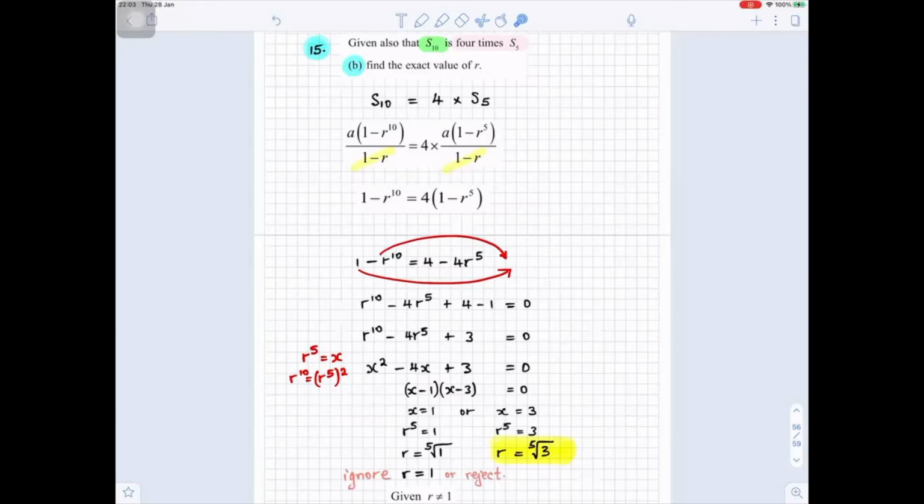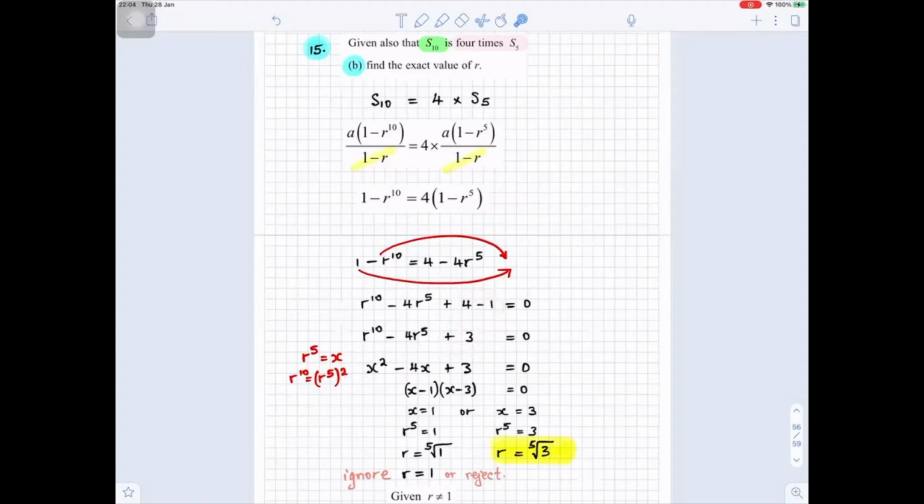Now we can remove the bracket. 4 times 1 is 4. 4 times minus R to the 5 is minus 4R to the 5. What we want to do is take everything to the right. Minus R to the 10 goes to the right, it becomes plus R to the 10. And 1 goes to the right, it becomes minus 1. So you get R to the 10 minus 4R to the 5 plus 4 minus 1 equals 0. 4 minus 1 gives you 3.